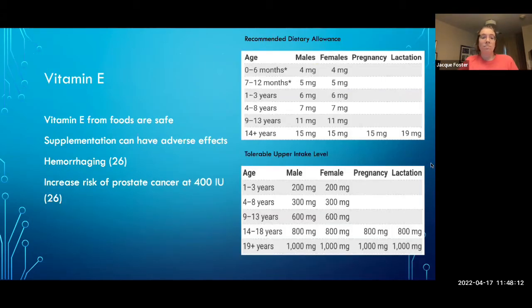So here are the dietary recommended allowance and the tolerable upper limit for vitamin E. Consuming vitamin E in foods is safe. However, when you supplement it, it can have adverse effects like hemorrhaging. And it can also increase your risk for prostate cancer. So I do want to bring up the slide before, which mentioned that using 400 IUs of vitamin E can benefit an athlete, but in the same breath, 400 IUs of vitamin E can also increase risk of prostate cancer.